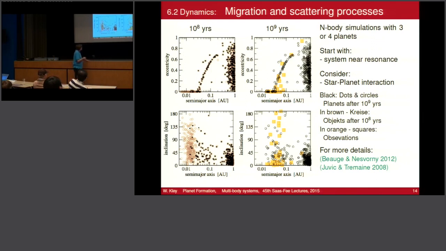Okay. So this is inclination here. You can see you get to very high inclination. This is eccentricity here. These results match the observations rather well, and you can look for more details here.